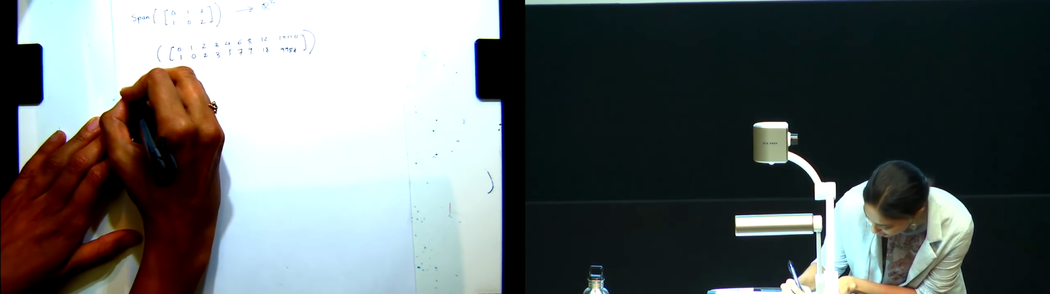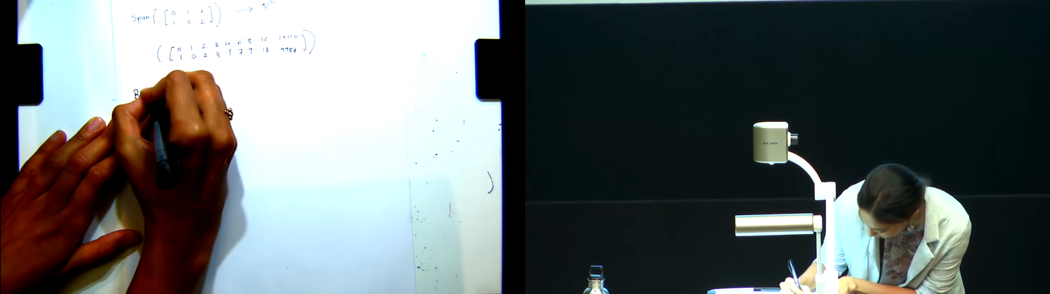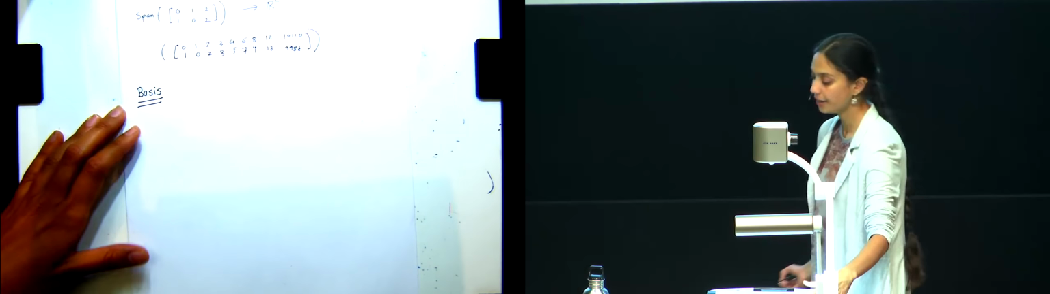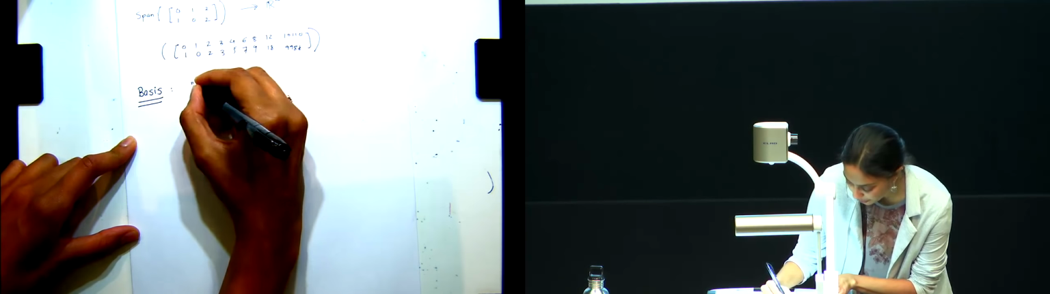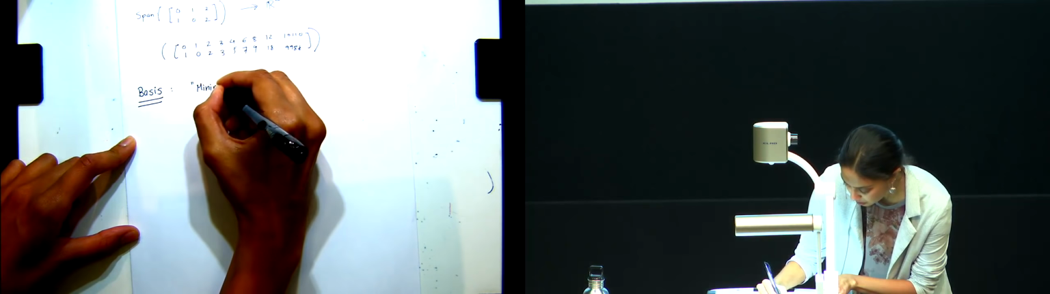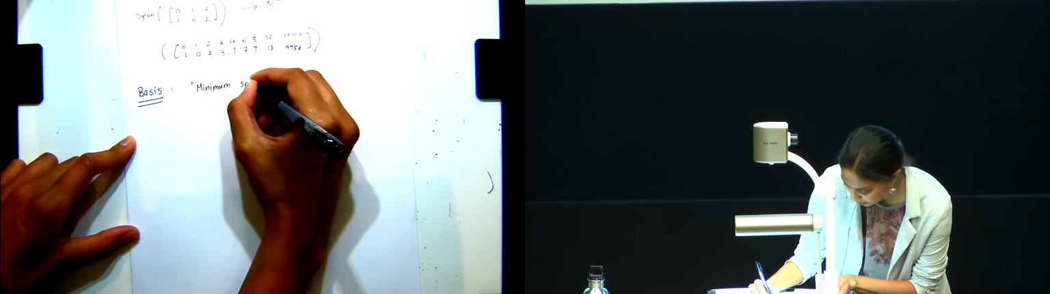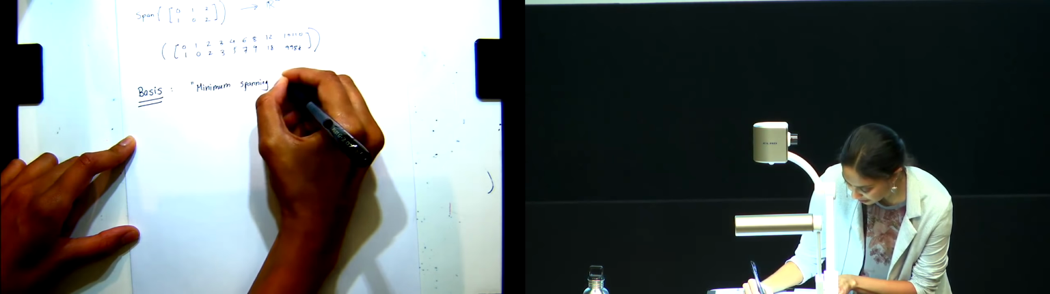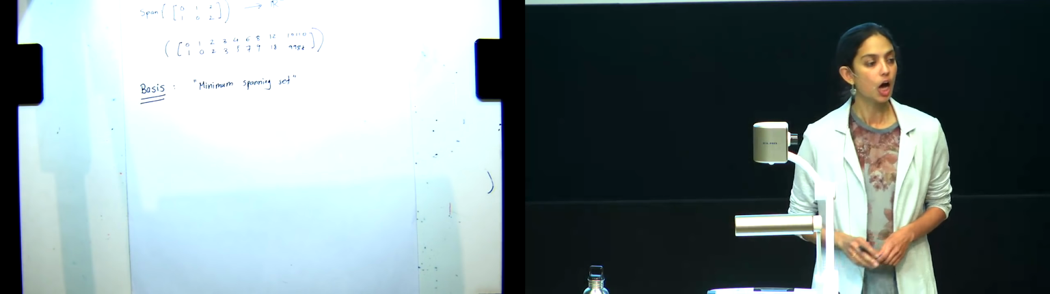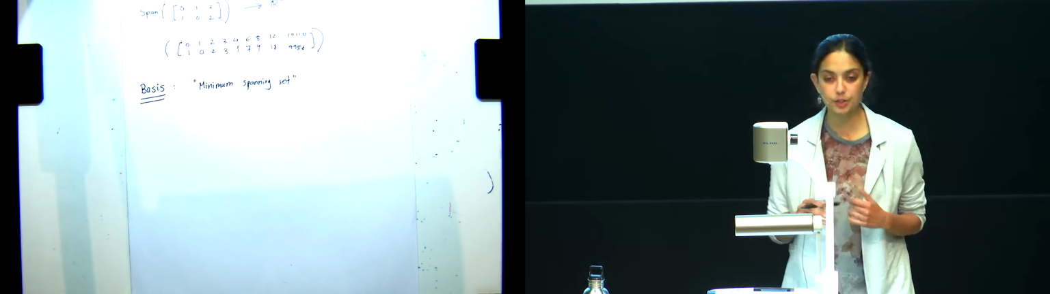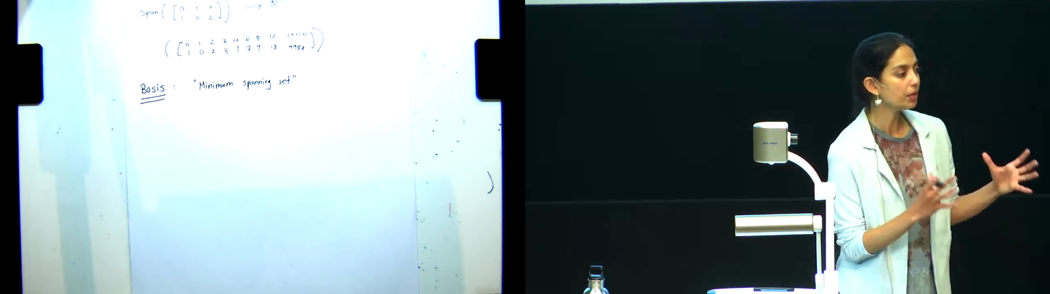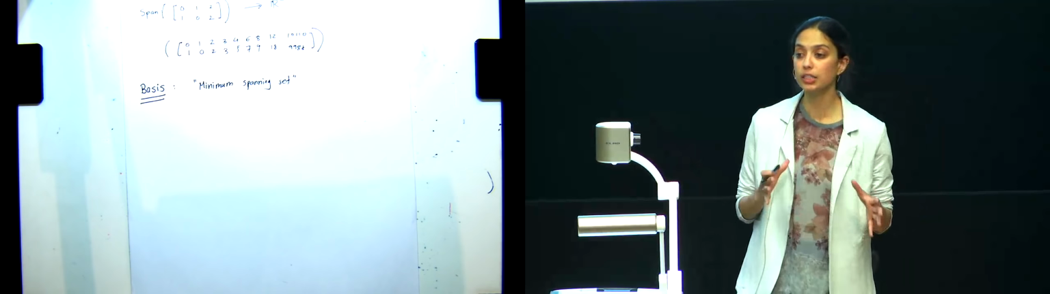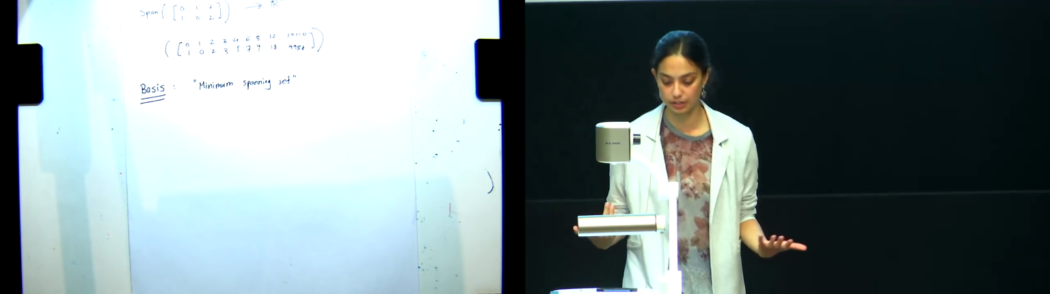We're going to define a concept called a basis. And what is a basis? A basis is what I like to think about as a minimum spanning set. A minimum spanning set is basically a set of vectors with the smallest number of vectors such that you can actually span the entire set.